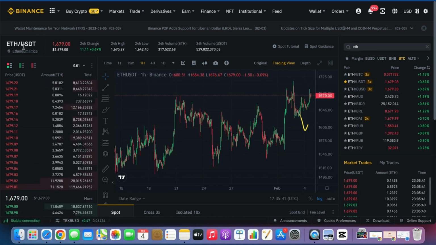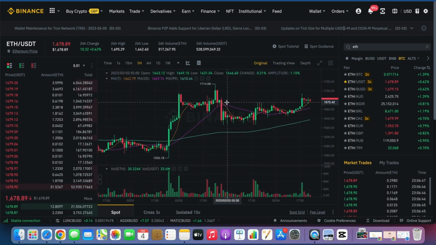Okay, here now you can see the coin pair, and here you can see the current trading price. And here you can see the 24-hour change of this currency pair. The 24-hour change is around $10, that means 0.6%. Then you can see the 24-hour highest price for Ethereum, and the 24-hour lowest price. And here you can see the 24-hour volume of Ethereum which has been traded in the last 24 hours, and the amount of USDT traded in the last 24 hours.